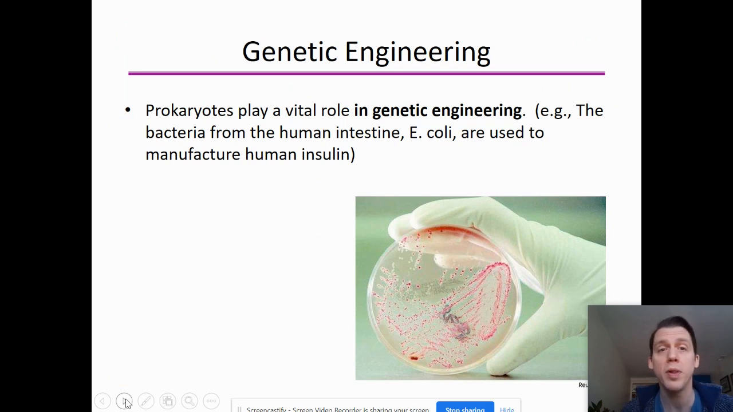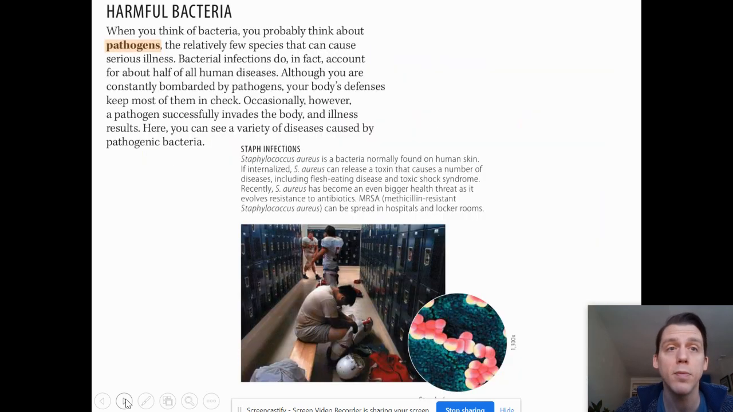Prokaryotes, as we already know, play a vital role in genetic engineering, right? Remember how we use bacteria to make insulin. So because bacteria are so plentiful, because they reproduce so quickly, because they're so simple, and they will uptake DNA, it is easy to use them for genetic engineering.